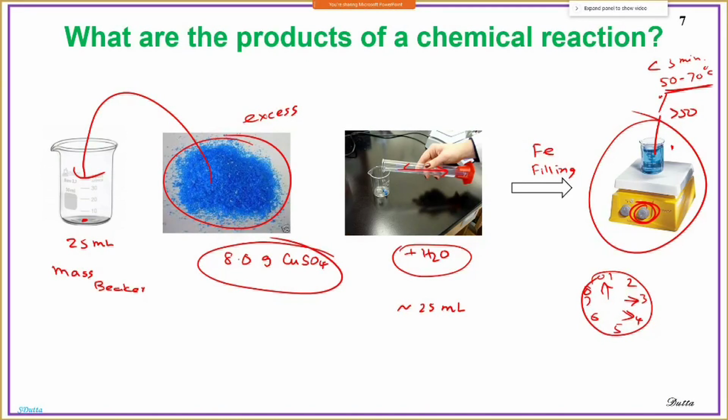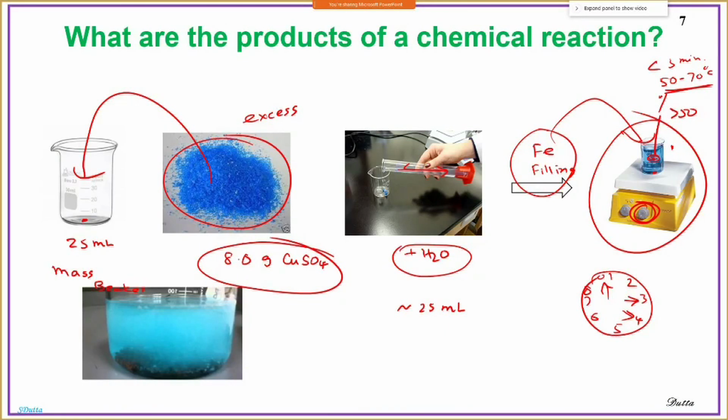Then what are you going to do? You're going to add the iron filling. All the iron filling you need to add at once. That means all together. What are you going to see? You're going to see the iron filling is going to make some reaction. And then at the bottom, you're going to see like this. This is what you're going to see.